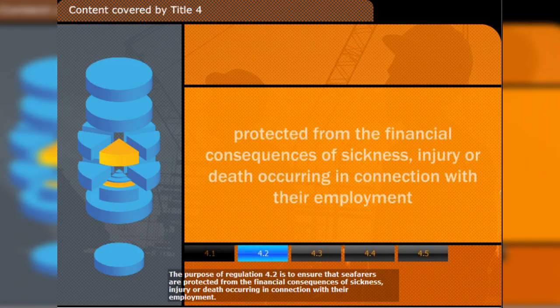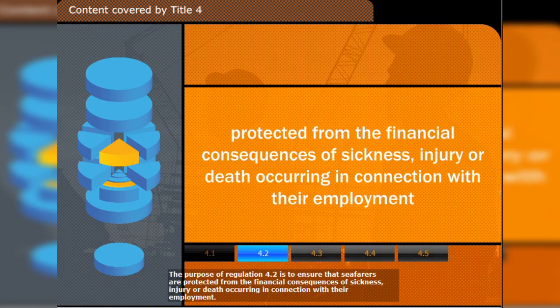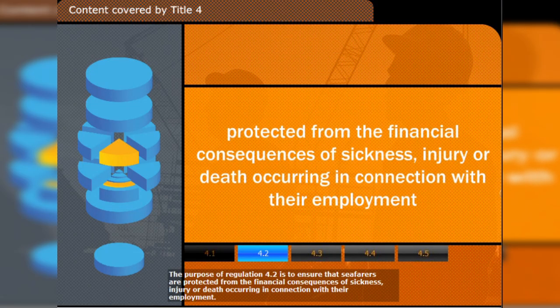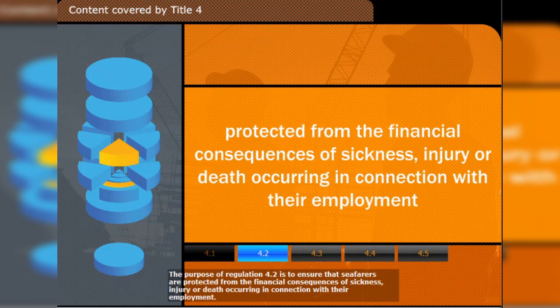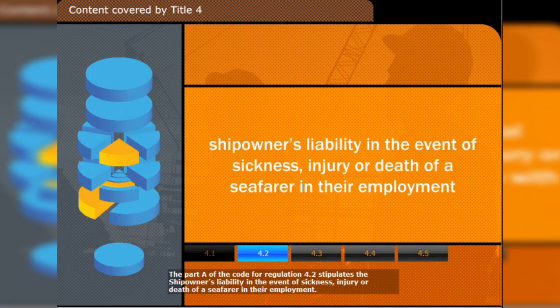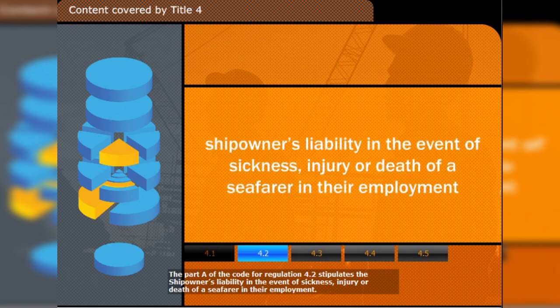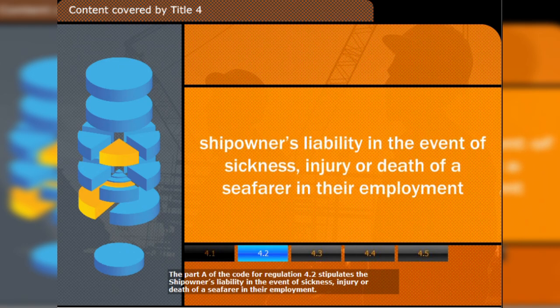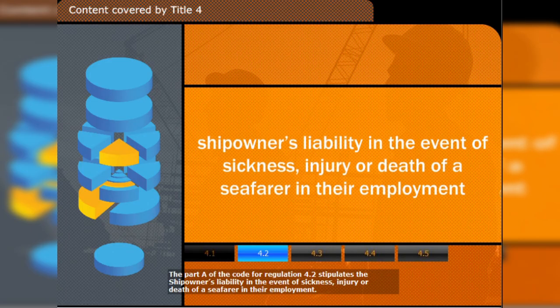The purpose of Regulation 4.2 is to ensure that seafarers are protected from the financial consequences of sickness, injury, or death occurring in connection with their employment. Part A of the Code for Regulation 4.2 stipulates the ship owner's liability in the event of sickness, injury, or death of a seafarer in their employment.